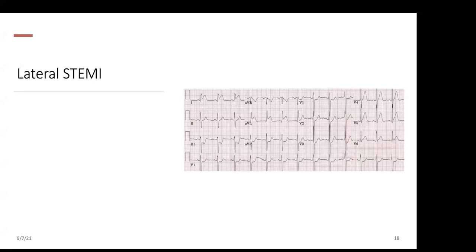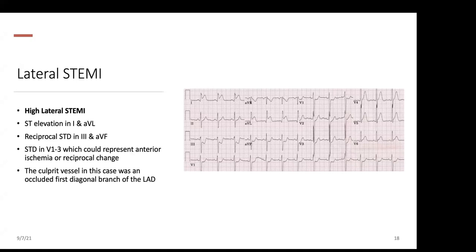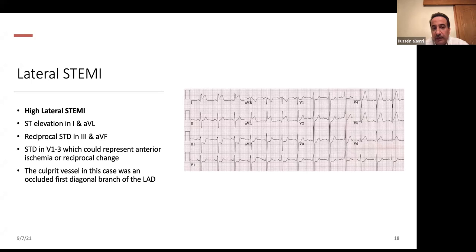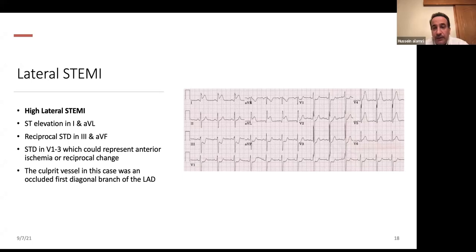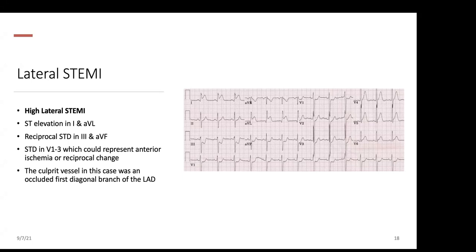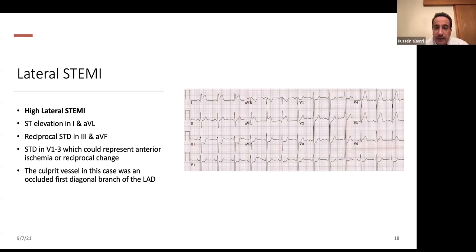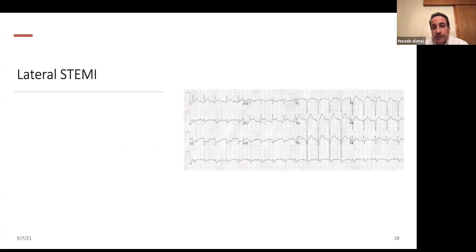There is ST elevation in lead 1, AVL and also in V5, 6. There is ST depression in inferior leads, reciprocal changes. Okay, this is true. There's also ST depression in V1 and V2. And this usually indicates what? Posterior. Either ischemia, reciprocal changes, ischemia at a distance, or even posterior MI. So whenever you see ST depression in V1, V2, you always have to consider the presence of posterior MI. What about this ECG?